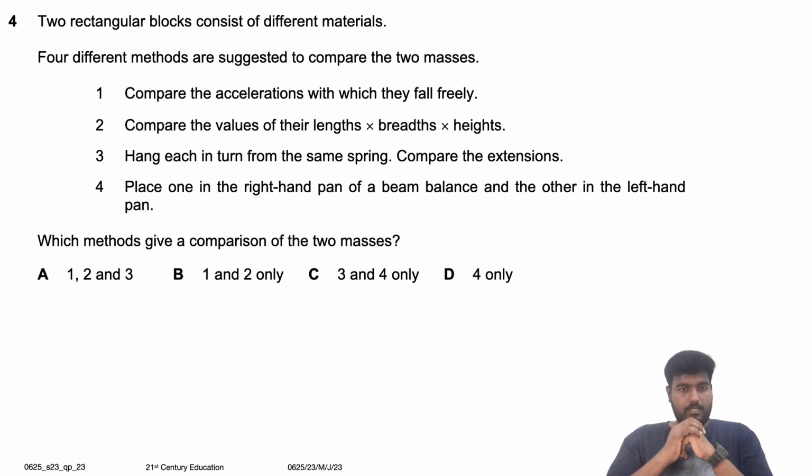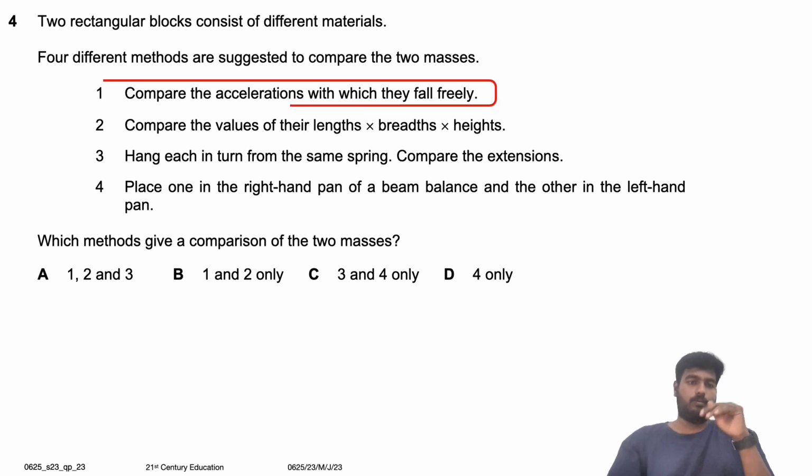Compare the accelerations with which they fall freely. This is not going to work because acceleration due to gravity is constant for all objects irrespective of their mass. The reason is compared to the earth mass, this mass is negligible, and we know the value g is 9.81 meter per second square. So no, it's wrong. Red means wrong.